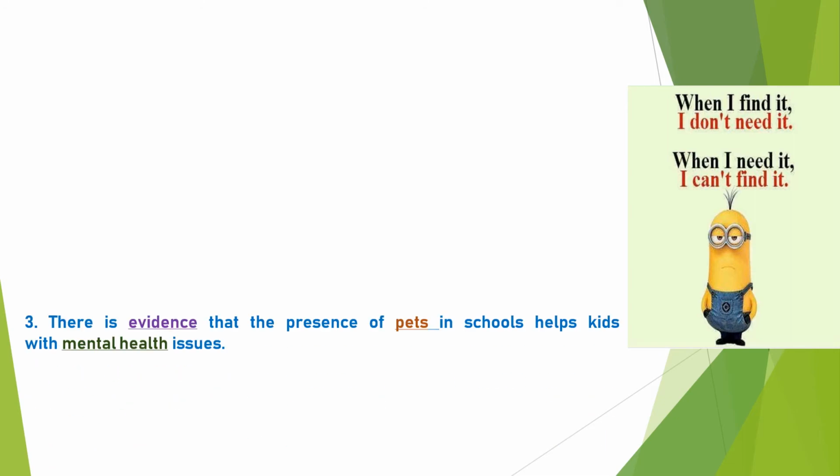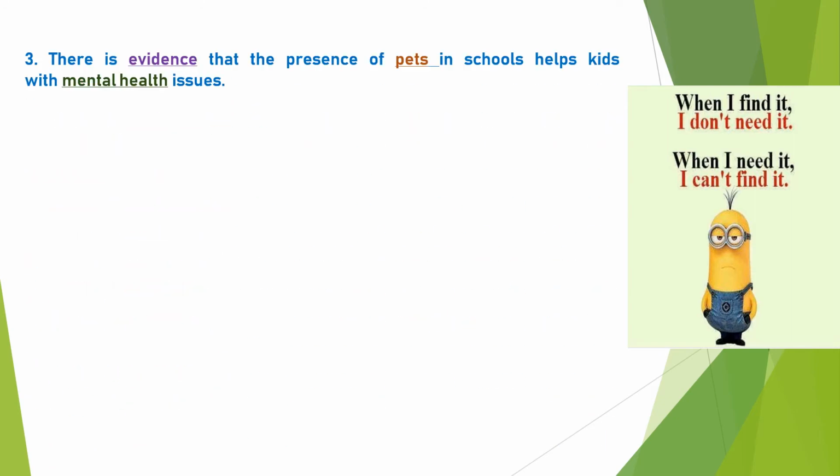The third one is the statement, there is evidence. Evidence means there is some proper paperwork, some proper explanation for a certain phenomenon that has taken place. So there is evidence that the presence of pets in schools helps kids with mental health issues. So what does our statement say here? It says that evidence is that there are some explanations, proven methods to show that pets in schools help kids with mental health issues.